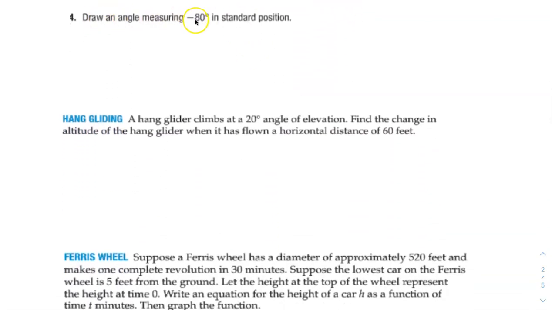Draw an angle measuring negative 80 in center position. So here's 0. Negative 90 will be over here. Remember, because negative goes down, it'll be over here somewhere. There's negative 80 degrees in center position.